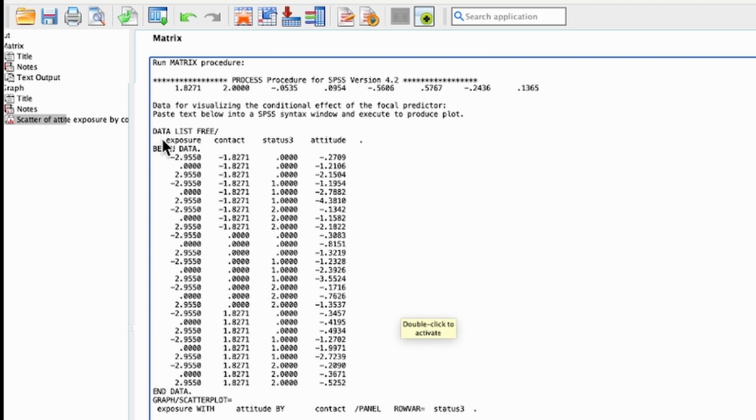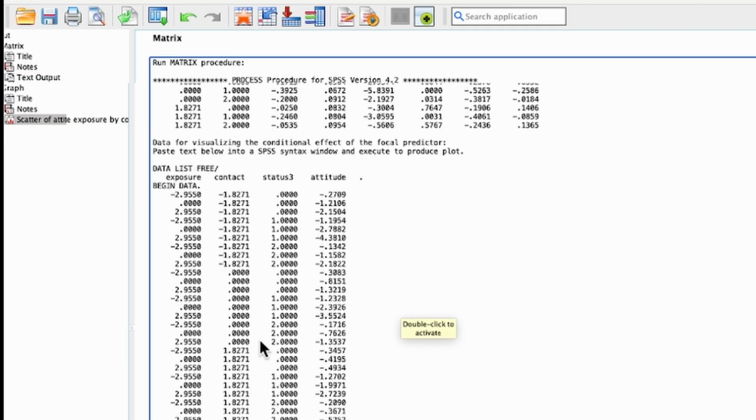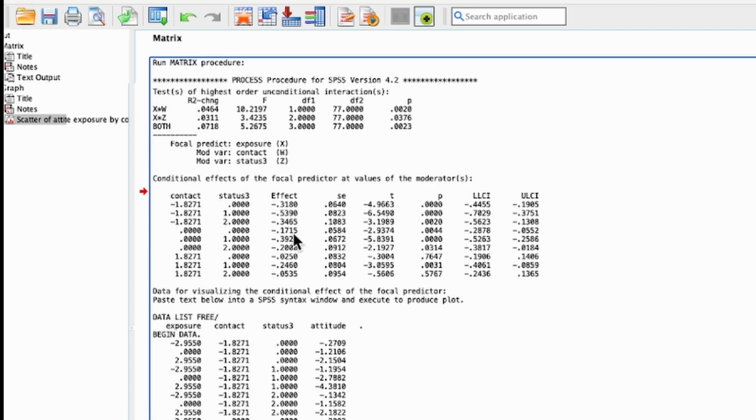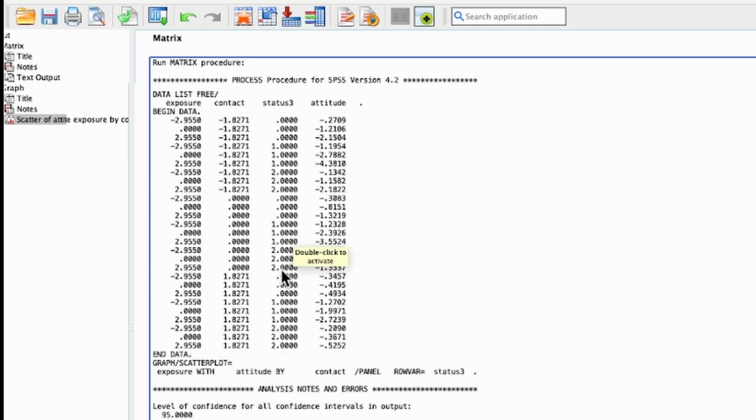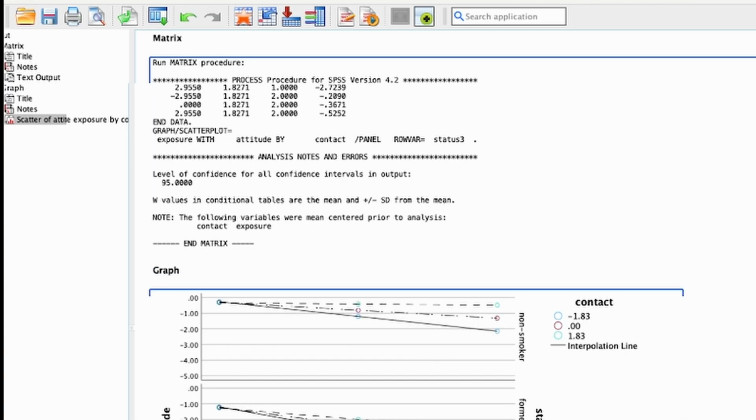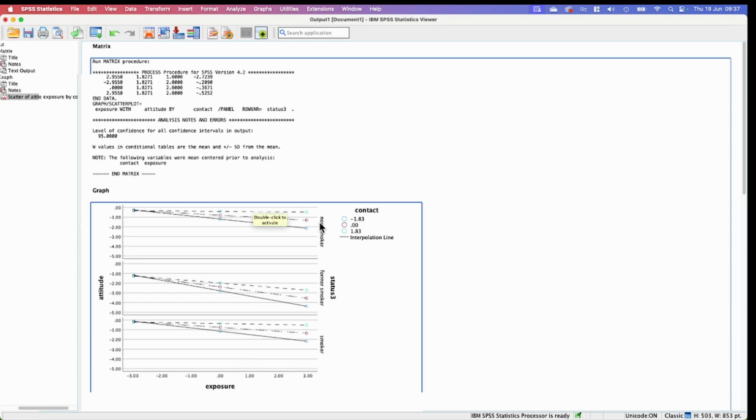And we already added this to the syntax in our previous video. And what this produces is essentially a graph of the regression line for each of these effects that we see here. So I already made this plot. If we look here, we see for the non-smokers that are this color, so the people that have a lot of contact with smokers, there isn't really a difference between the exposure and attitude. So the more they get exposed to the campaign, the attitude towards smoking essentially stays the same for the non-smokers.